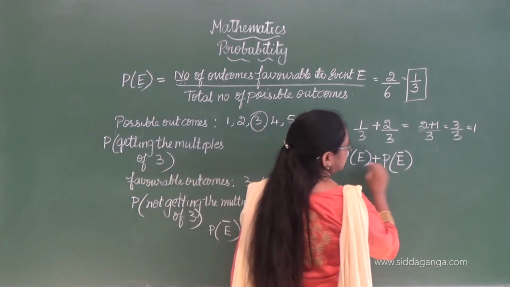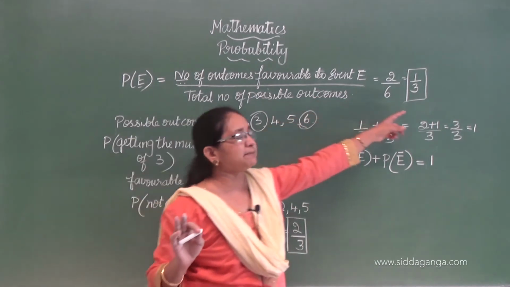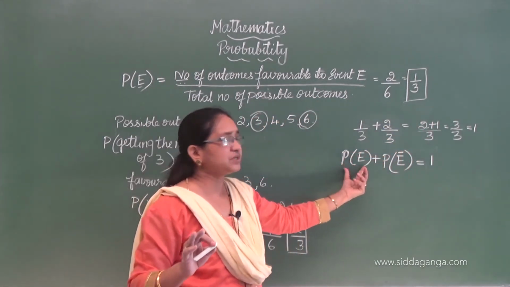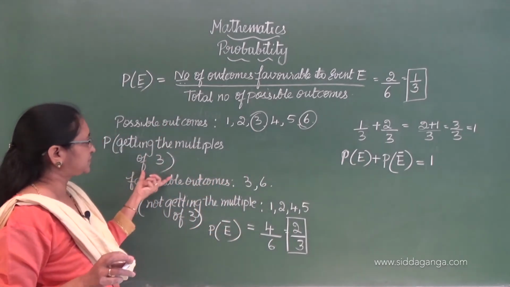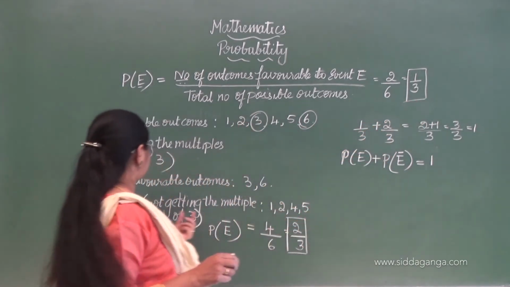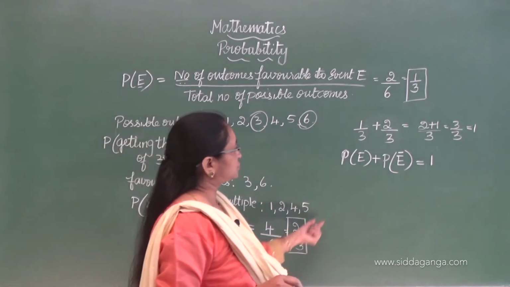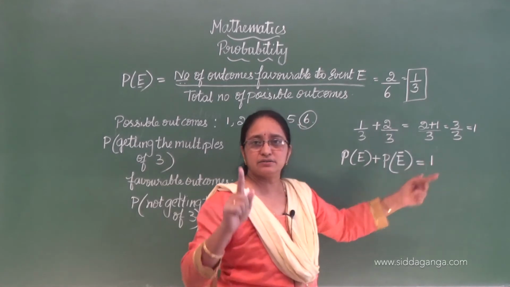So when you add these two, you will get definitely 1. I have proved this with the example here. See, P of E is the event of getting a multiple of 3. So we got 1 by 3, correct? Now, not getting a multiple of 3 is 2 by 3. Together when you add this, you will get 1.